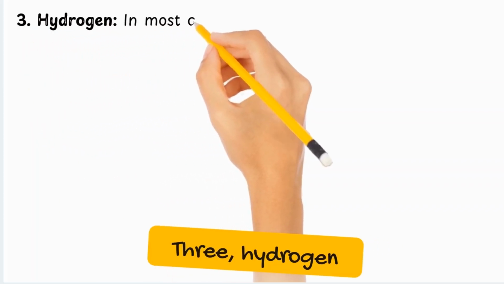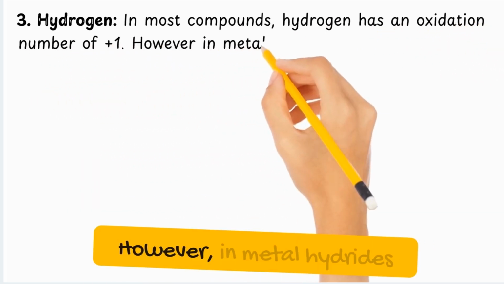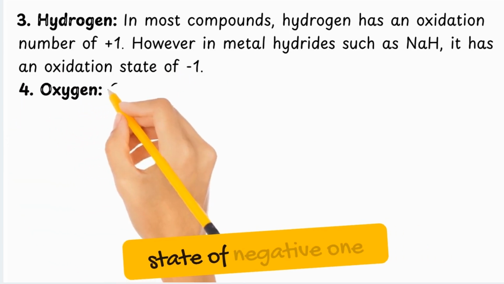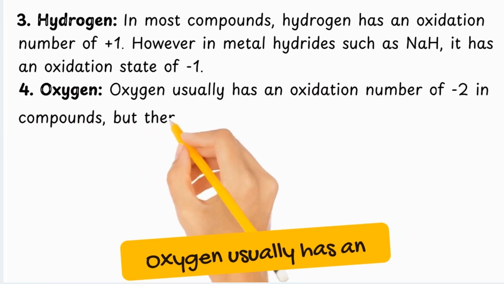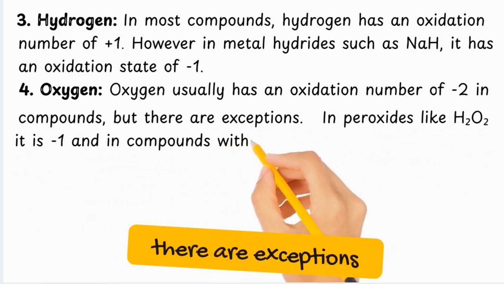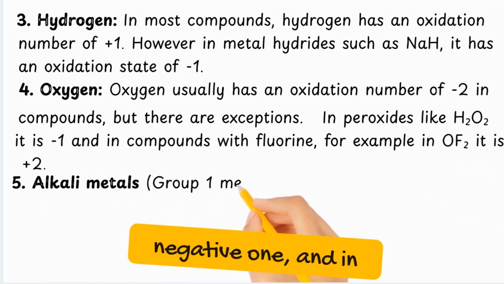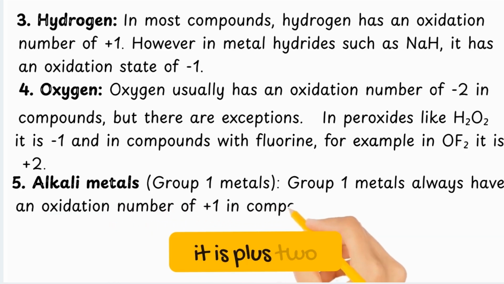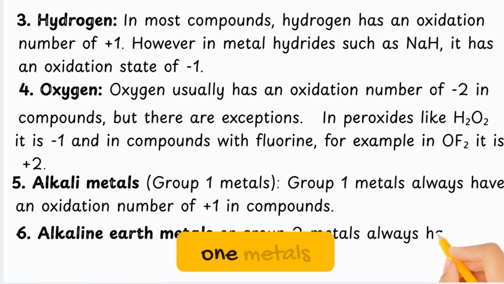3. Hydrogen. In most compounds, hydrogen has an oxidation number of +1. However, in metal hydrides such as sodium hydride, it has an oxidation state of -1. 4. Oxygen. Oxygen usually has an oxidation number of -2 in compounds, but there are exceptions. In peroxides such as hydrogen peroxide, it is -1, and in compounds with fluorine, for example in oxygen difluoride, it is +2.